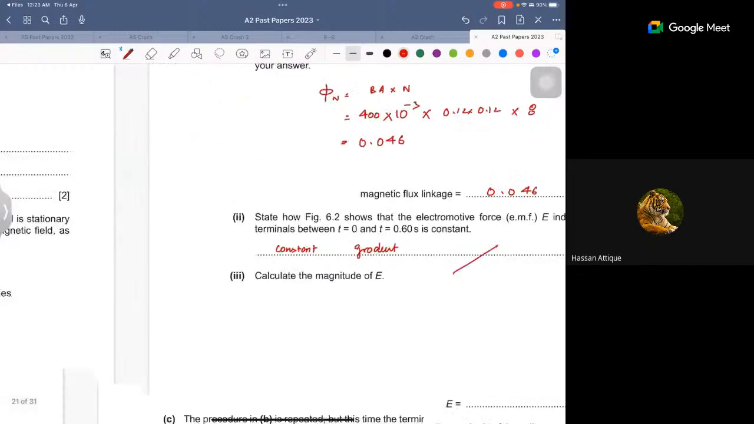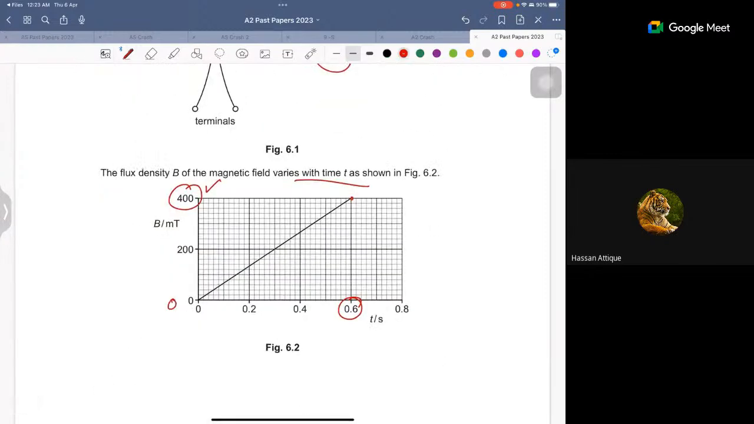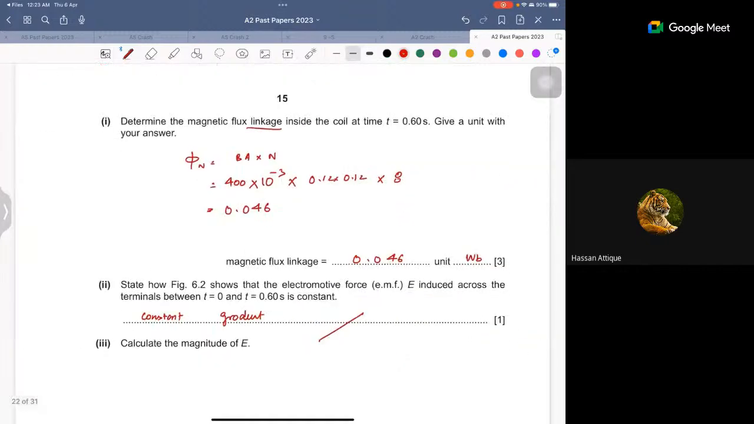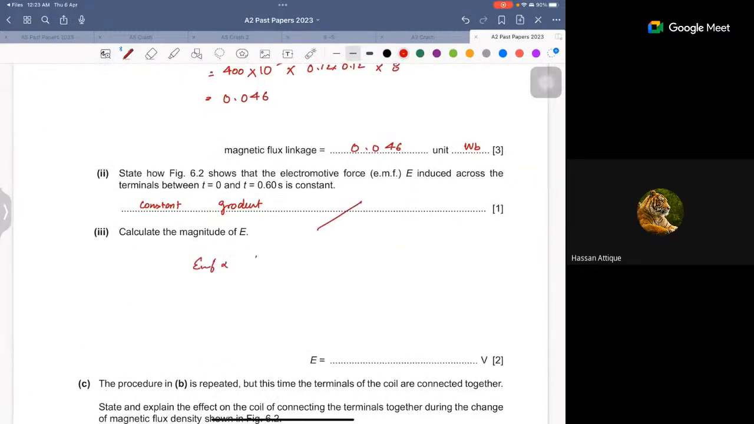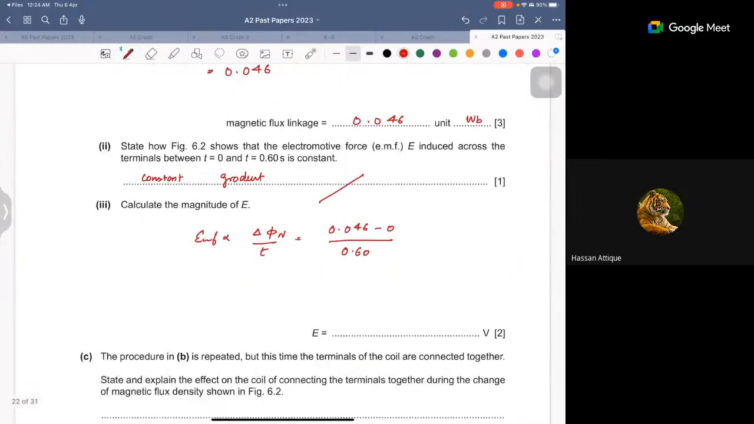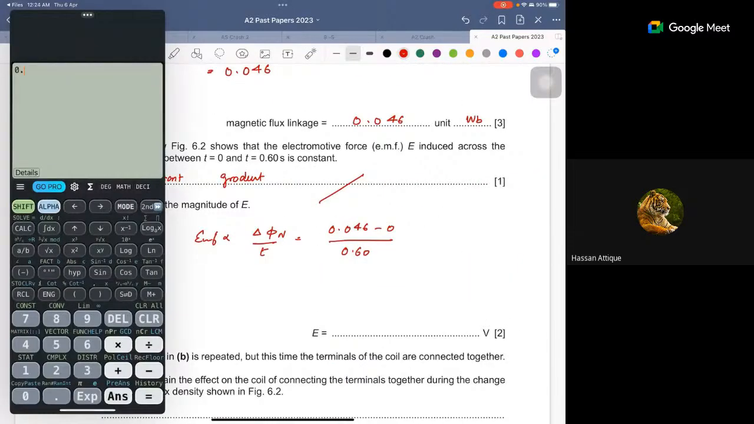You have this, basically you had no flux here, 0, and then you have the flux linkage here as 0.046, and EMF is basically proportional to the change in magnetic flux linkage divided by time. So the magnetic flux linkage is 0.046 minus 0, that's the gradient, and the change in time was 0.60, I think. Wait, 0.60, yes. So what do you get then? 0.080, like that. Okay, so you can write that.